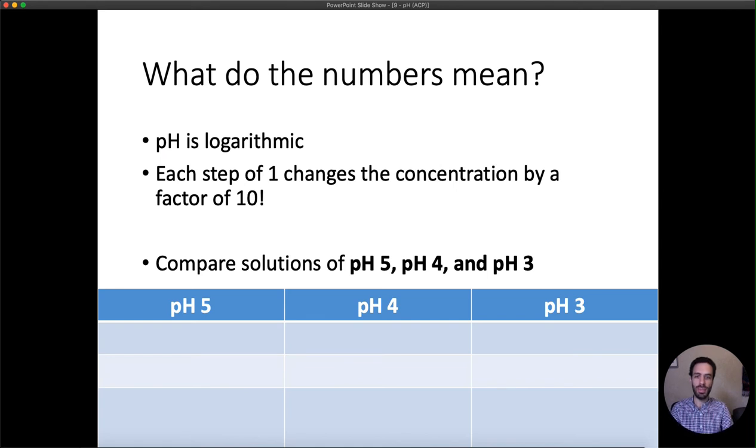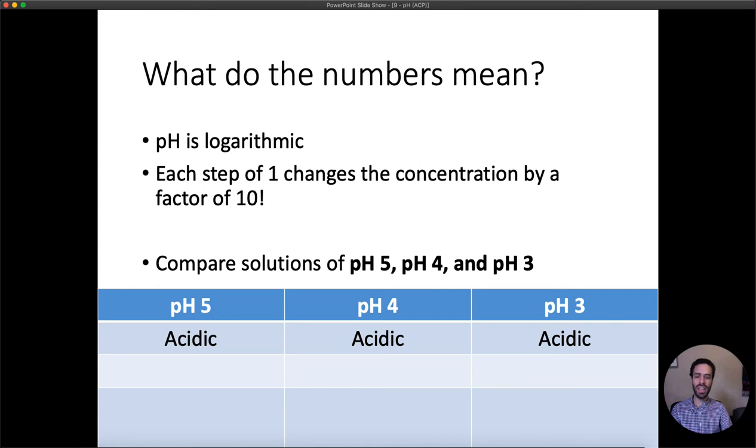pH is logarithmic. This means that each change of one pH value changes the concentration of hydrogen ions by 10 times. Let's see what this means. If we compare three solutions, pH 5, pH 4, and pH 3, they are all acidic because they all have pHs that are less than 7. But they are not equally acidic.